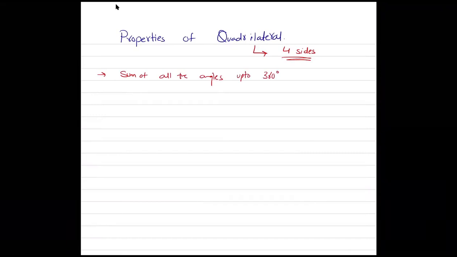Quadrilateral की एग्जांपल्स क्या क्या हो सकती हैं? कोई भी फोर साइडेड फिगर्स के नाम बताओ। Square, rectangle, parallelogram, trapezium, rhombus, kite. These are the quadrilaterals. So we are going to discuss the properties of each figure in detail. Let's first see the figure trapezium.